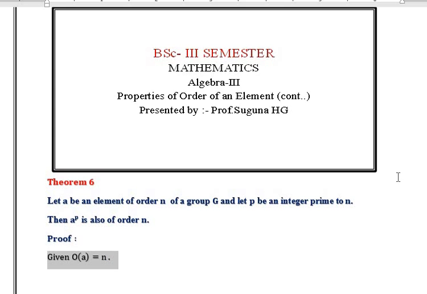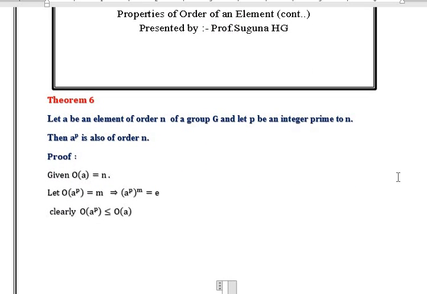Proof. Given order of a is equal to n. Let order of a^p be equal to m, which implies (a^p)^m is equal to e by the definition of order of an element of a group. Clearly, order of a^p is less than or equal to order of a, that is m is less than or equal to n. Consider this as equation 1.